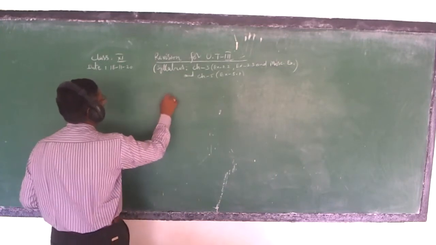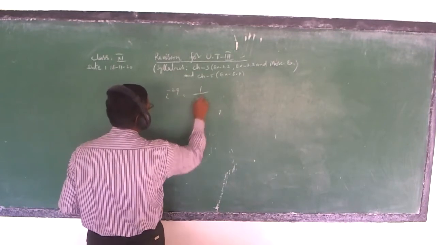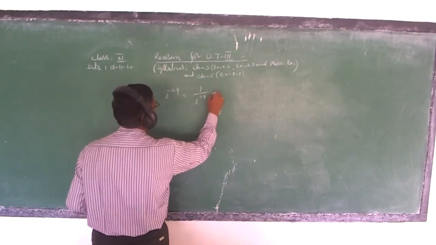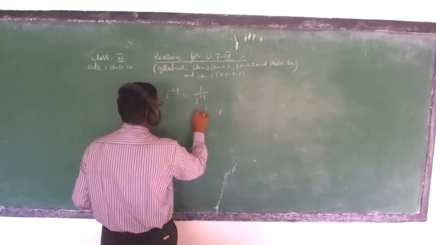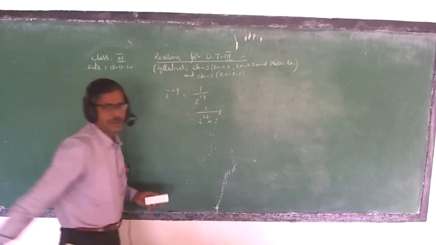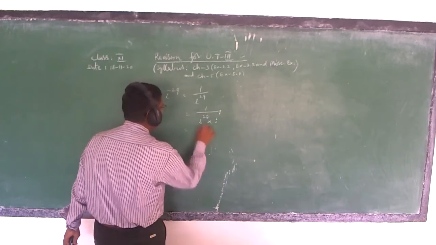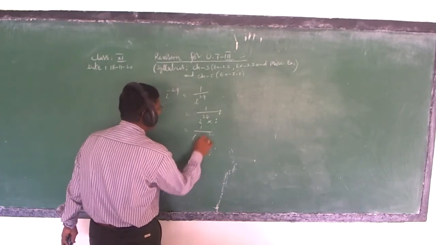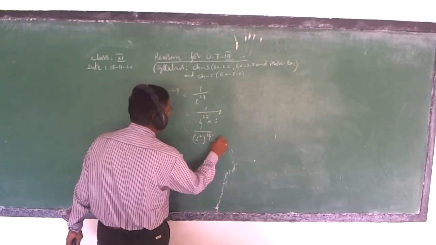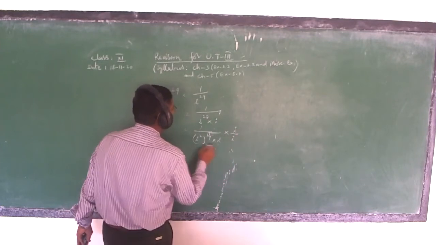Suppose i power minus 29. First of all, you write it as 1 by i power 29. So 1 by i power 29 can be written as i power 28 multiplied by i. So this 1 by i power 28 can be written as (i square) whole power 14 multiplied by i. Here multiply with i by i.